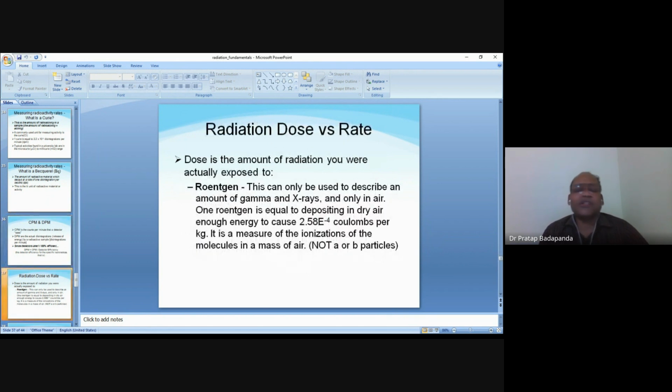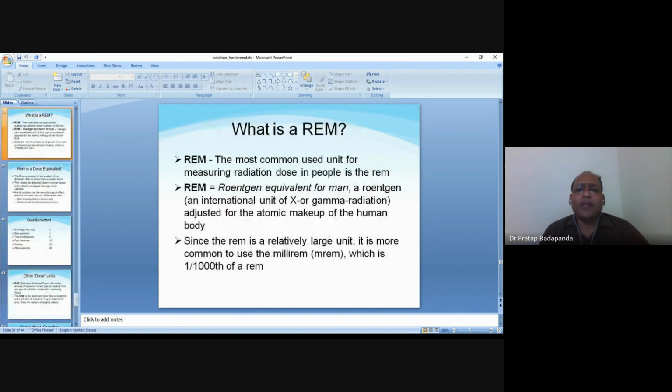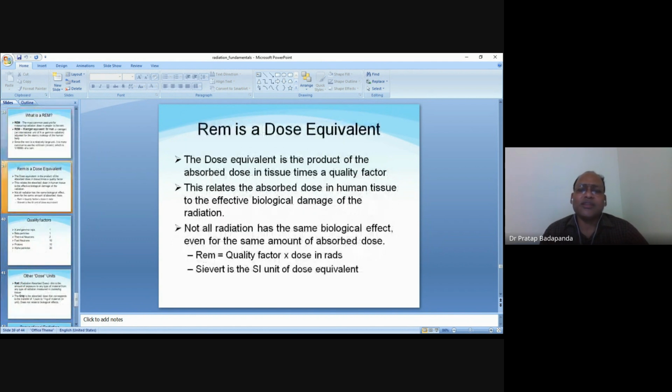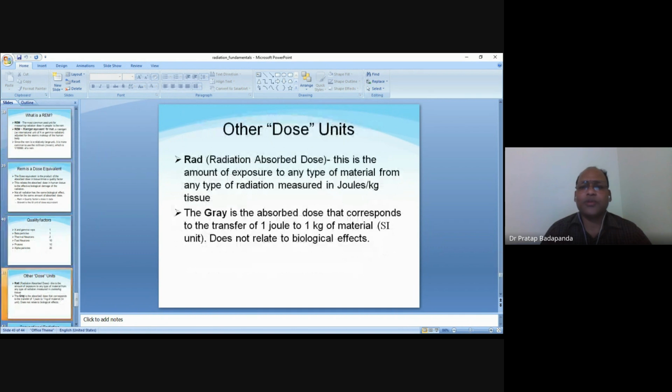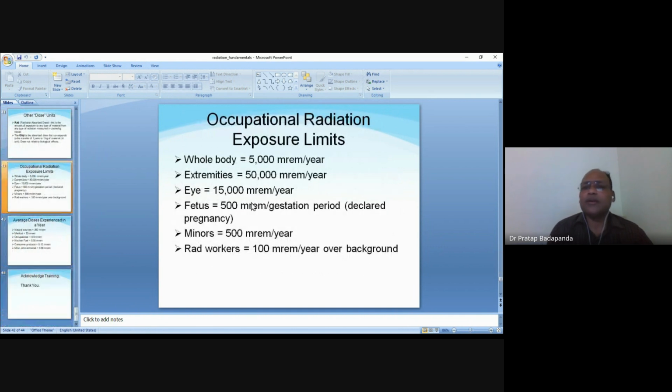Radiation dose versus rate. So these are the things. It's not much more important for you. Now I'll go to that. I'll stop this one. I'll go to that video. So check out the video also.